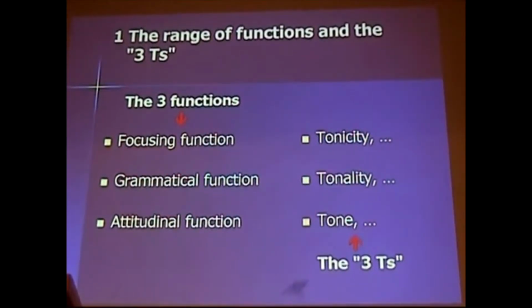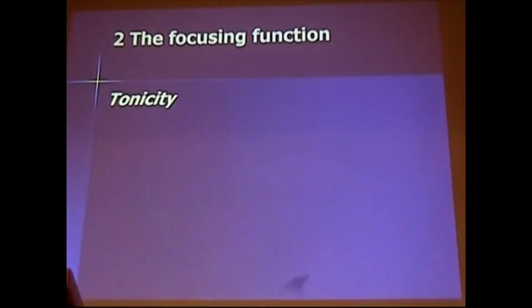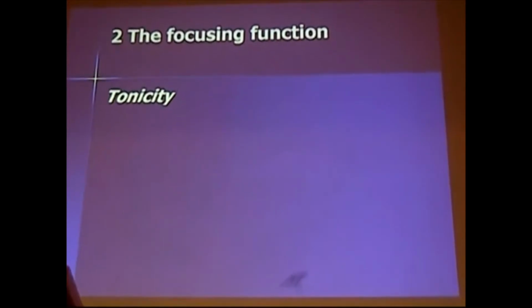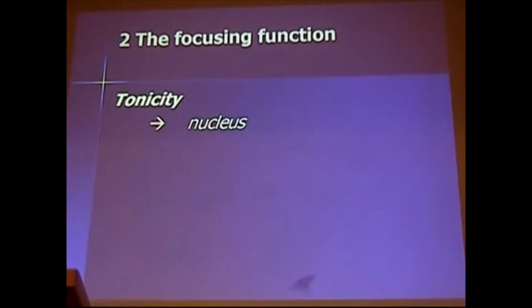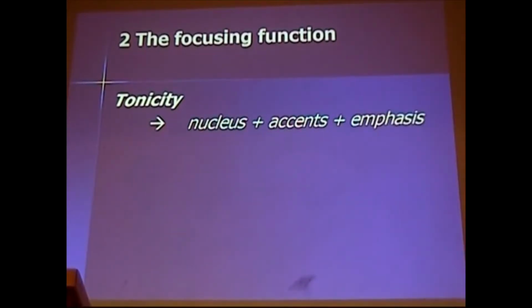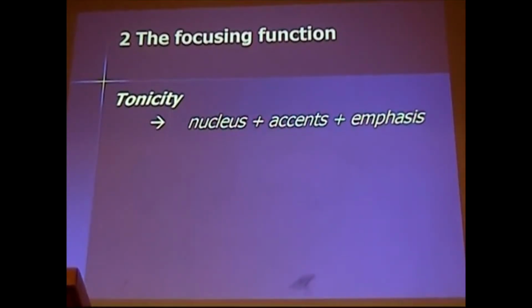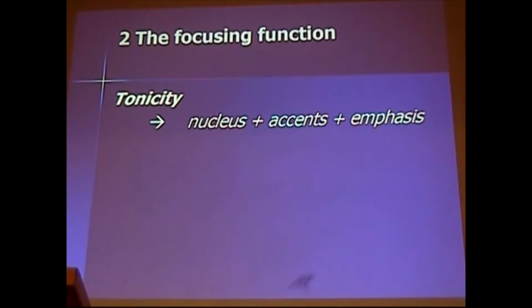So we get stuck straight in with the focusing function. Now, the focusing function, as I said, relates to tonicity, to the placement of the nucleus. But you know that tonicity is not just the placement of the nucleus. There are other things that you have to know before you can even decide where the nucleus is. You need to know about accents, and we saw that if you play with the accents, you can add a certain amount of extra emphasis to what's being said. So when we say that the focusing function relies particularly on tonicity, it does, but it relies on all the baggage that comes with tonicity. So the nucleus, the accents, and the idea of making things more emphatic.